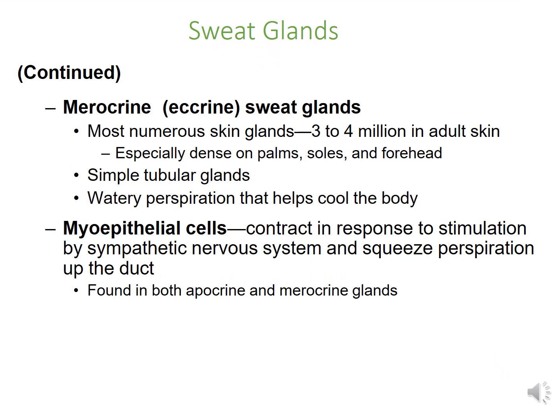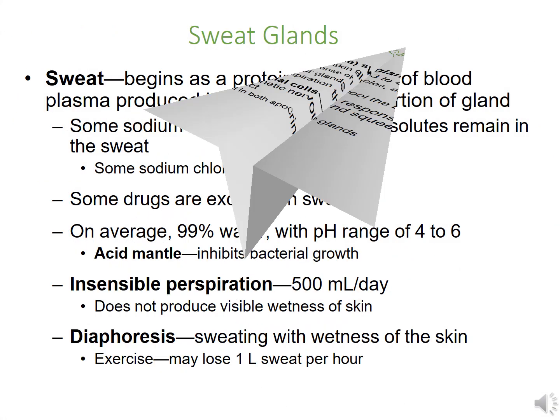Sweat glands, continued. Merocrine (eccrine) sweat glands are the most numerous skin glands, 3 to 4 million in adult skin, especially dense on palms, soles, and forehead. Simple tubular glands, watery perspiration that helps cool the body. Myoepithelial cells contract in response to stimulation by the sympathetic nervous system and squeeze perspiration up the duct, found in both apocrine and merocrine glands.